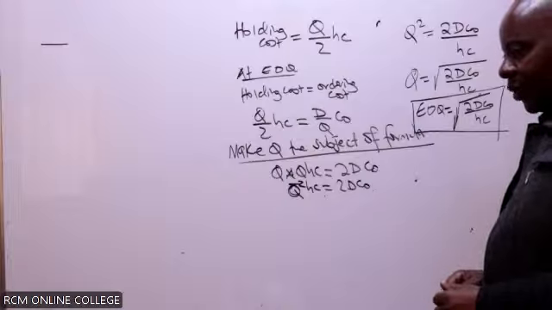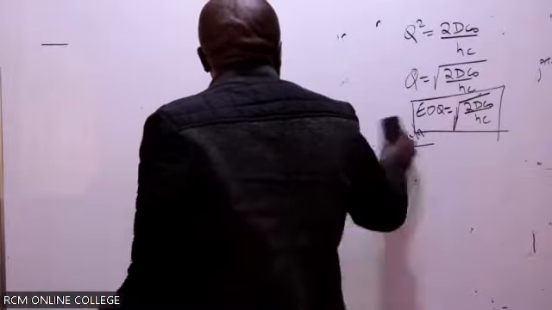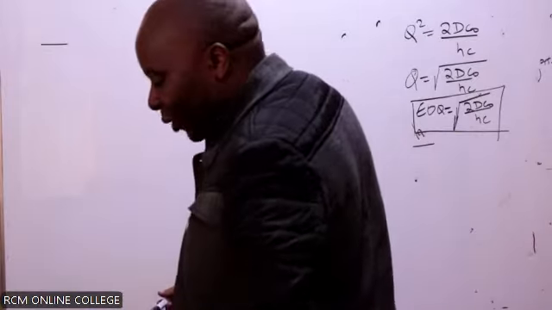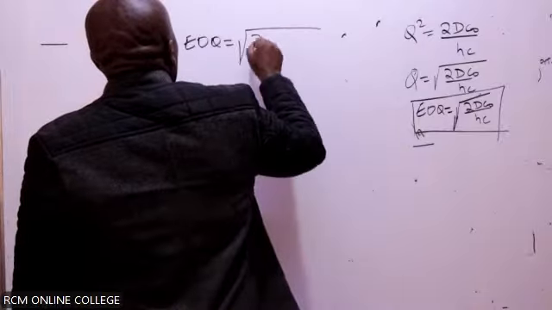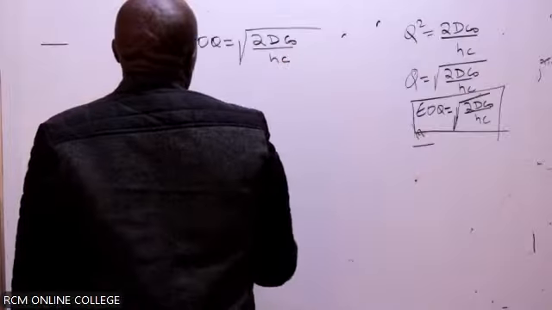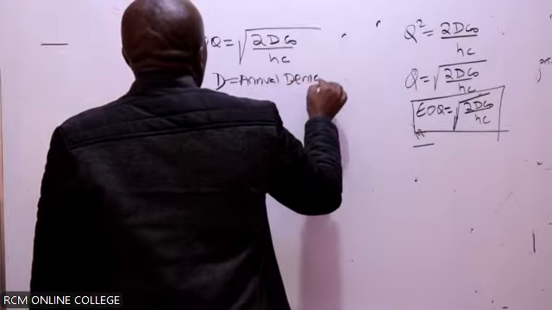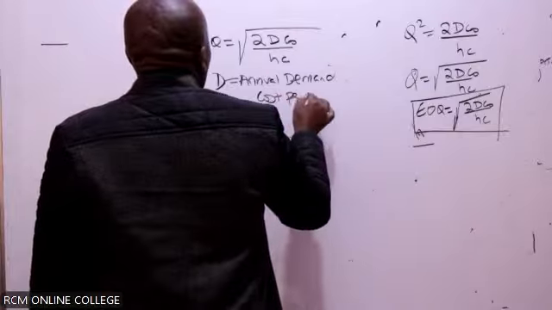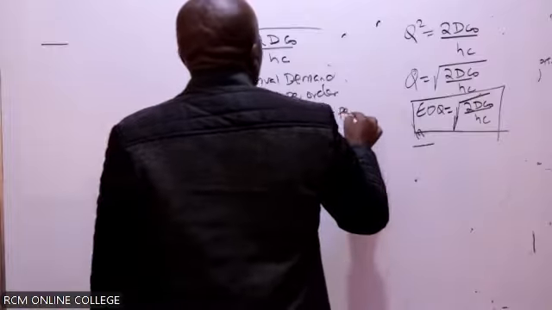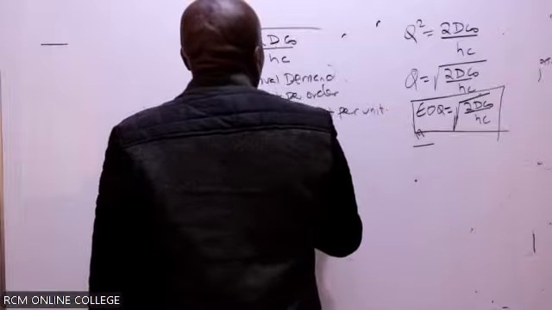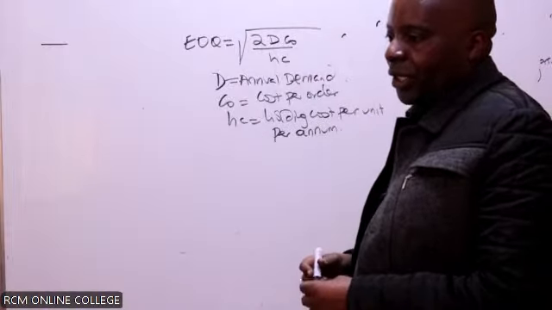So you may forget about everything else, ladies and gentlemen, but we shall always remember the formula for getting economic order quantity: economic order quantity equals the square root of 2DCO all over HC, where D is the annual demand, don't forget that D is the annual demand, CO is cost per order, and HC is holding cost per unit per annum.